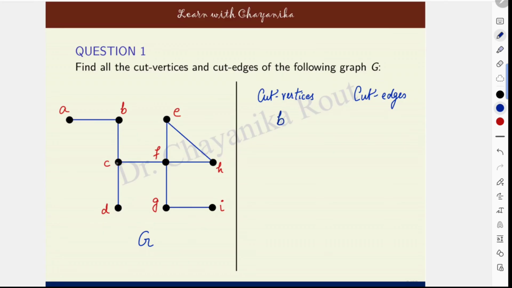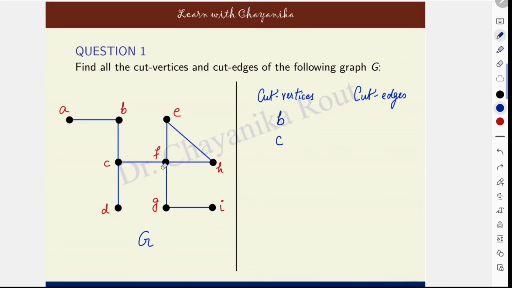Similarly, next if we see for the vertex C, when C is deleted, the number of components increase and therefore C is a cut vertex. D is a pendant vertex again, which is definitely not a cut vertex, and that you can check also. If you delete D, the number of components will not increase. Next we come to the vertex E. If E is deleted, the number of components is not increasing, so E is not a cut vertex.